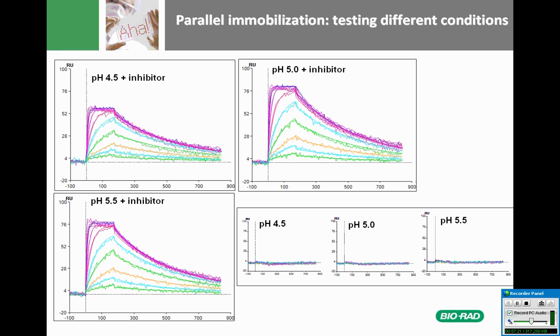And you can see here very nicely that only those 3 surfaces that were pre-incubated with the inhibitor in the first place, only they maintained activity. Those 3 channels where the ligand was immobilized without pre-incubation, the ligand lost all its activity.